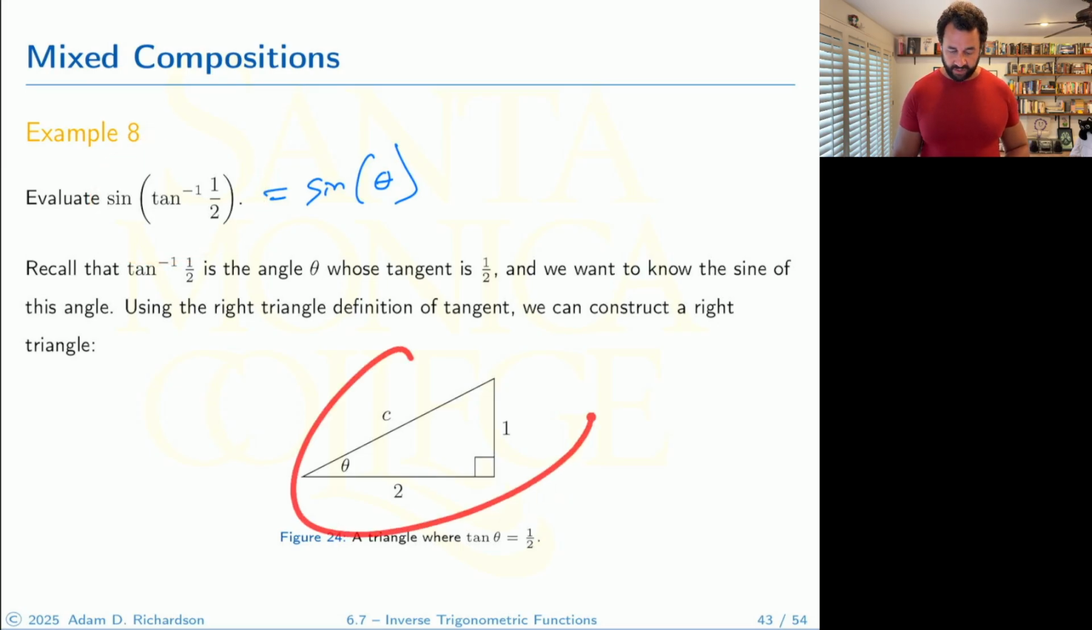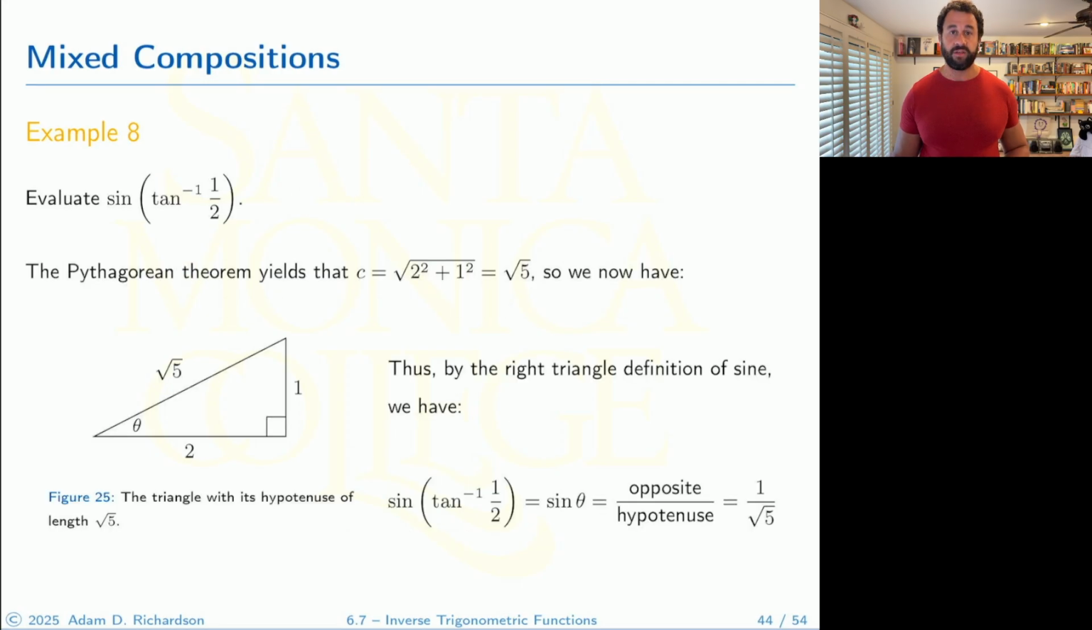Now, we've got a right triangle at play here, so we're going to use the Pythagorean theorem. The Pythagorean theorem yields that c is going to be the square root of 5. You can just go, a squared plus b squared equals c squared, and then take the square root. So c is equal to square root of 5. And now we can evaluate this expression. Sine of tangent inverse of 1/2 is equal to sine of theta. Sine is opposite over hypotenuse, which is equal to 1 over root 5. There it is. Just like that.